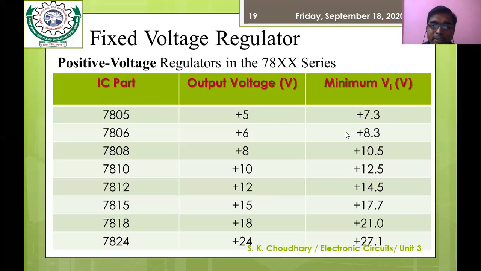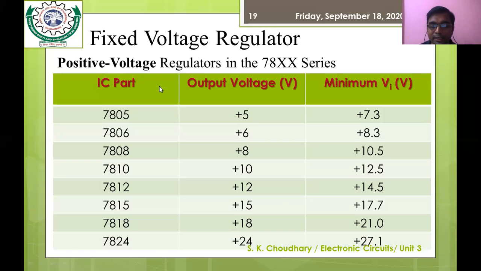If you want to produce a 6 volt output, then plus 8.3 volt, like this. Whatever output voltage you require, the input voltage must be higher than that value, because there is some voltage loss or transformer loss. Considering these losses, always use a step down transformer having an output voltage above the required fixed DC output voltage.